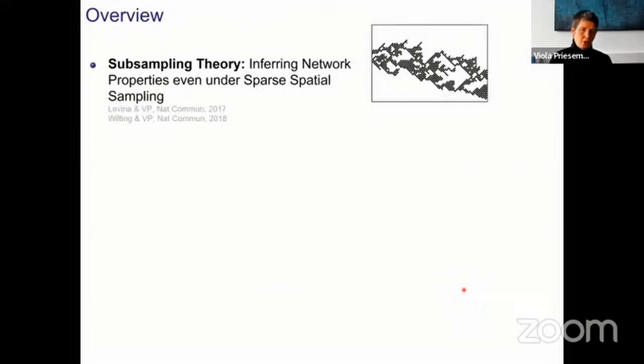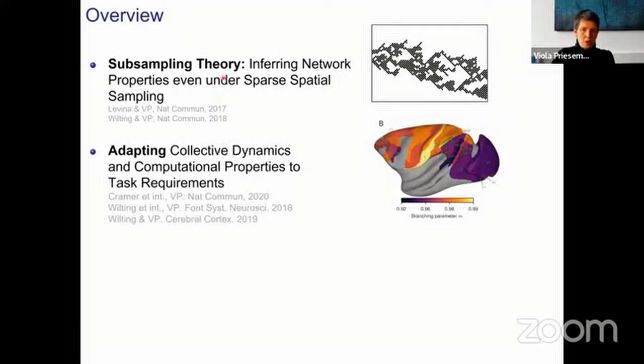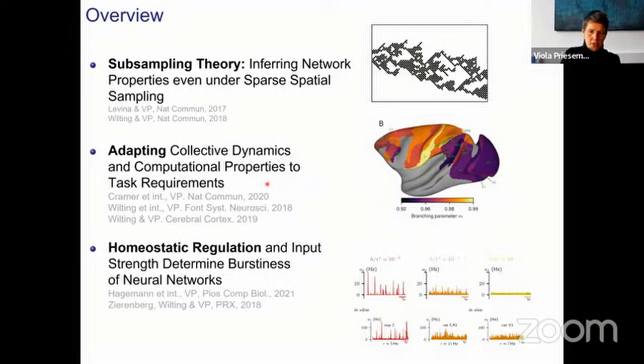What I will do in the following is formalize and show you how we investigate spreading of activity in such networks, and especially how we investigate that if we still only see a tiny fraction of it, so our subsampling theory. We'll then show how adapting the collective dynamics and computational properties to task requirements might profit from being close to critical dynamics. And last but not least, I show the self-regulatory mechanisms, so-called homeostatic regulation, that bring the network, as you will see, either close to a critical transition or farther away from it.